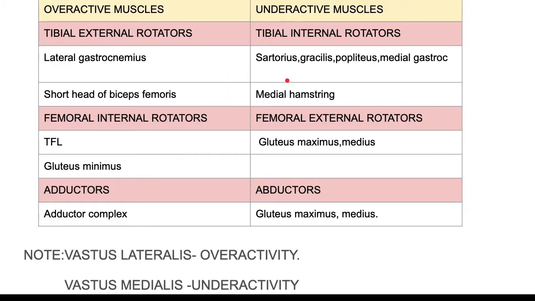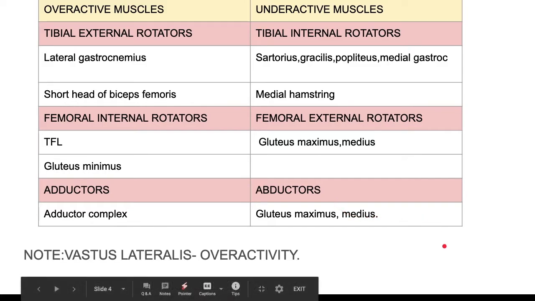This is the solution table for knee valgus compensatory movement during the OHSA, that is the overhead squat assessment. The overactive muscles are your tibial external rotators, femoral internal rotators, and your adductors. And the underactive muscles are the antagonists of the overactive muscles, which are your tibial internal rotators, femoral external rotators, and the abductors. Apart from that, the vastus lateralis is overactive and the vastus medialis is underactive.